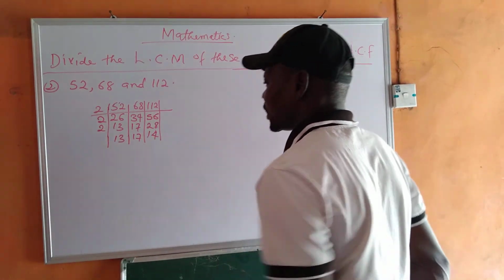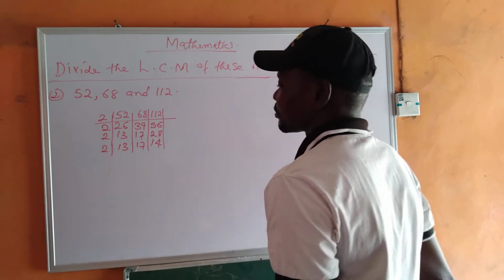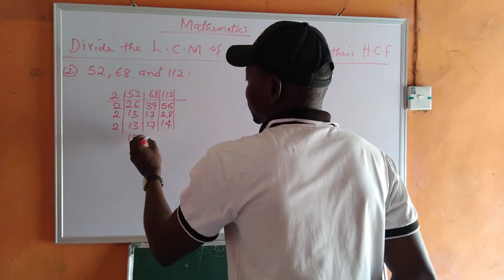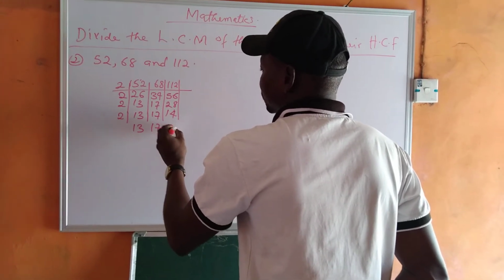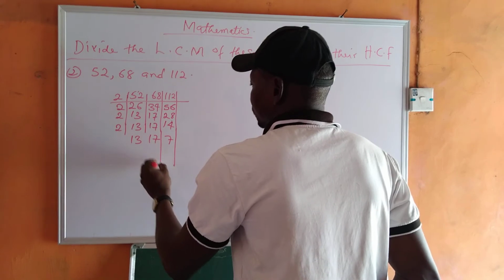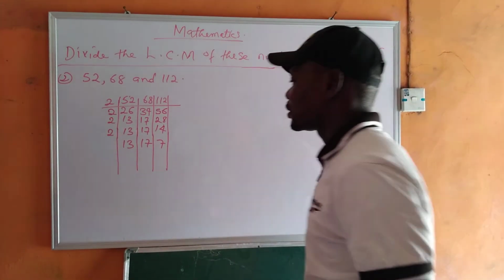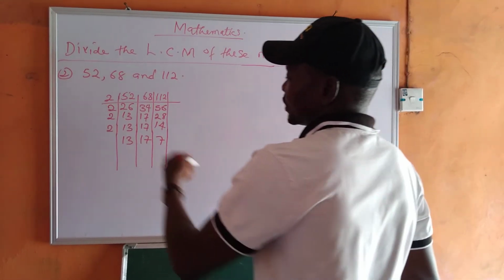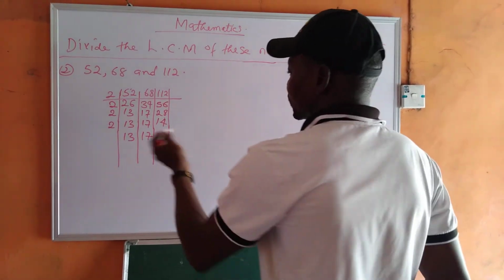Now because of 14 again, we can still go with 2. So 2 in 13 again, we have our 13 down. 2 in 17 we write our 17, and 2 in 14 we have our 7. So we use the smallest value again because there is no other factor that can divide through. 13 is an odd number, 17 is an odd number, and 7 is an odd number.